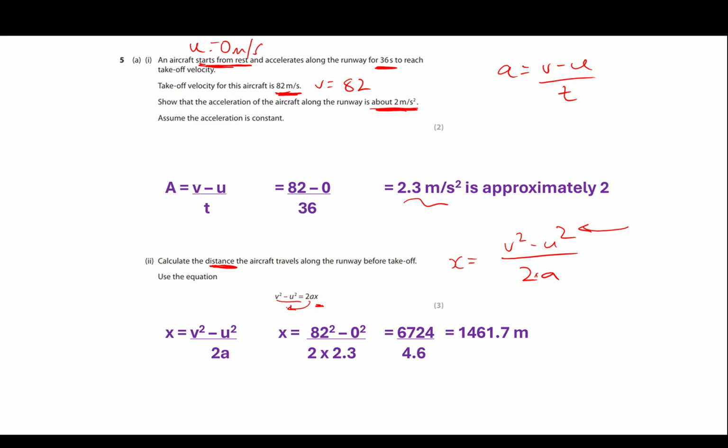We need 82 squared minus 0 squared. So that's 6724 divided by 2 lots of the acceleration that we worked out, 2.3. And that comes to 1461.7 meters. You'd have had a mark if you'd rounded that up to 1,500 meters. But I'm going to leave it as it is because it doesn't tell me what to put it as.